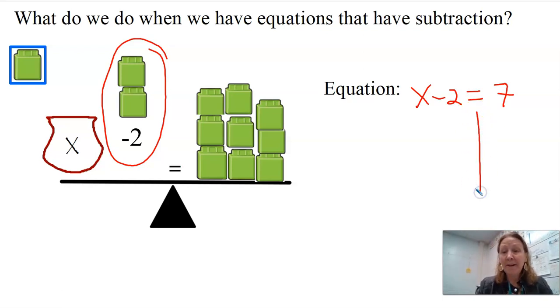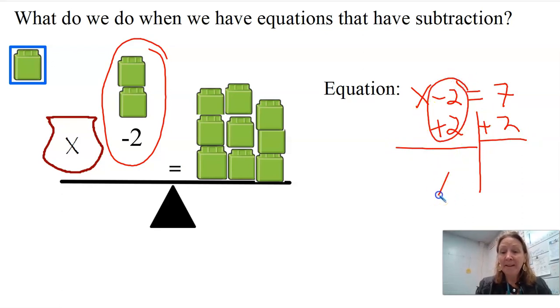I draw the balance scale. I do the opposite of subtracting 2, and I add 2 to both sides. I do the math. That's a 0 pair. They cancel out. I get x equals 9, right? Okay. Let's see.